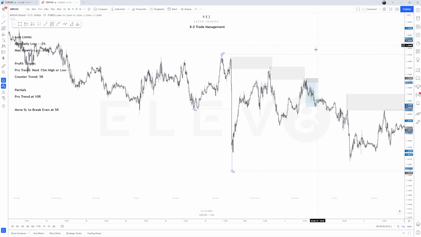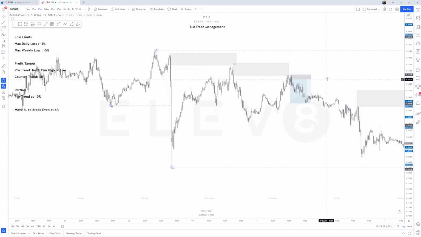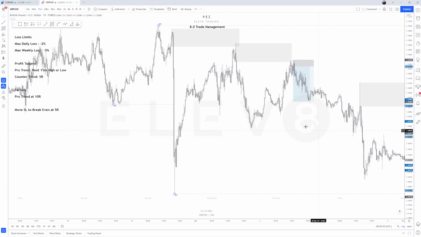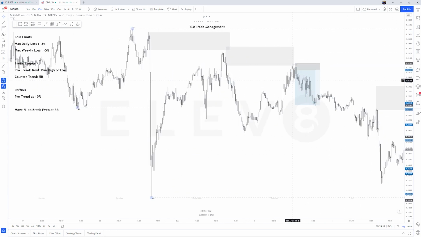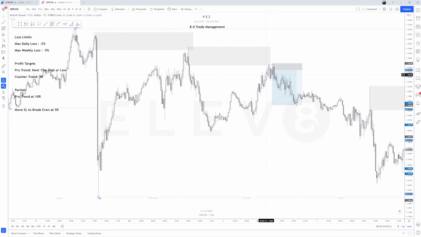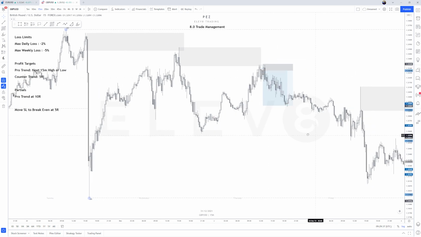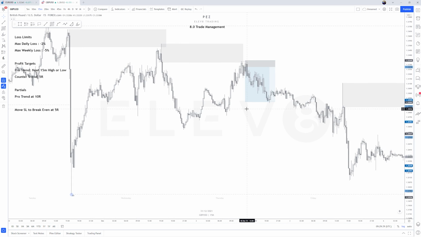So as soon as it gets 5R, I move my stop loss. Okay, so if we look at some examples, we're now on GU and we're looking at December. So we have this trade here, we've entered, we've had our change of character, taking the high and low of this inside bar. And now looking at our target, so the first target would be obviously 5R to move break even. So as soon as we hit 5R here, I move to break even.